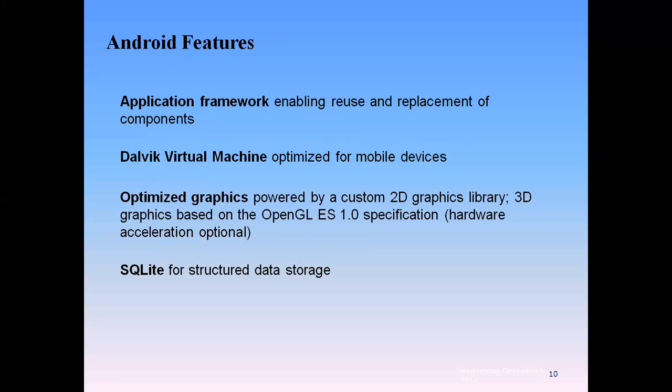The first thing, the Android application frameworks. What are the frameworks we have? It enables us to reuse and replace the components. So Android has its own components. Majorly we can see the four components like activity, content providers, broadcast receivers, and the services. Those components can be replaced easily and we can reuse them. The main advantage is the reusability.